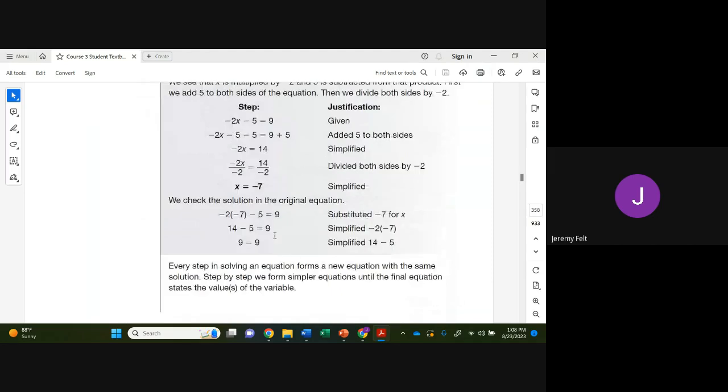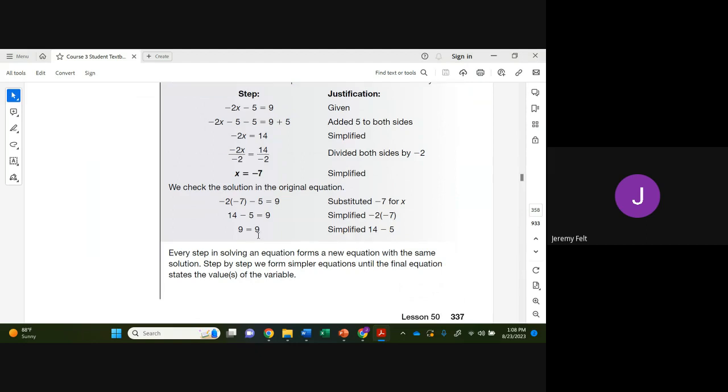As I always mention, especially on a test, plug it back in to make sure that it works out to be true. So negative 7 equals x, we'll plug it back in for x. Negative 2 times negative 7 is positive 14, minus 5 does equal 9. 9 equals 9, so the left side equals the right side. We know we did it correctly.